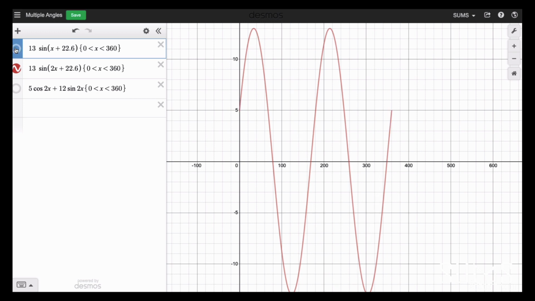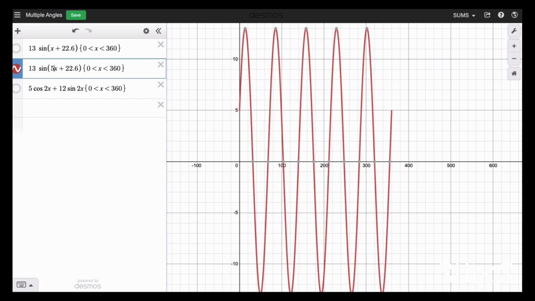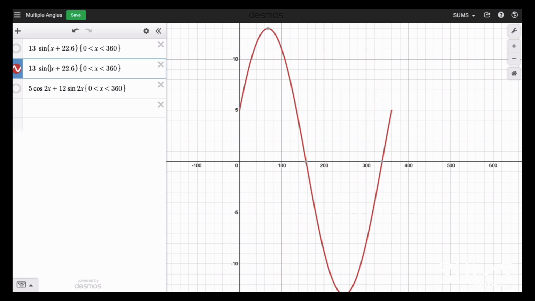I'll take away the purple one. Let's make it more clear. So this, instead of going through once between 1 and 360, is going to go through twice. So if this was 3x or 4x or 5x or 6x, that's the number of times it will repeat itself in the given period.